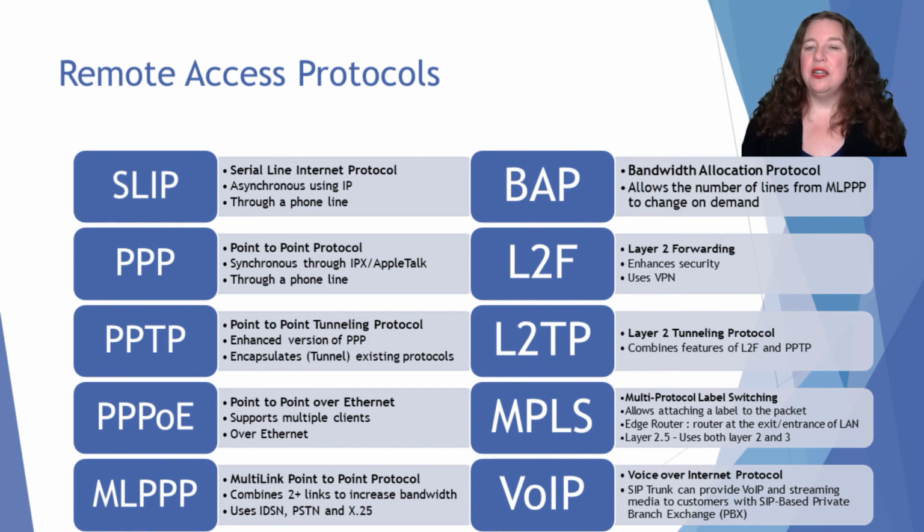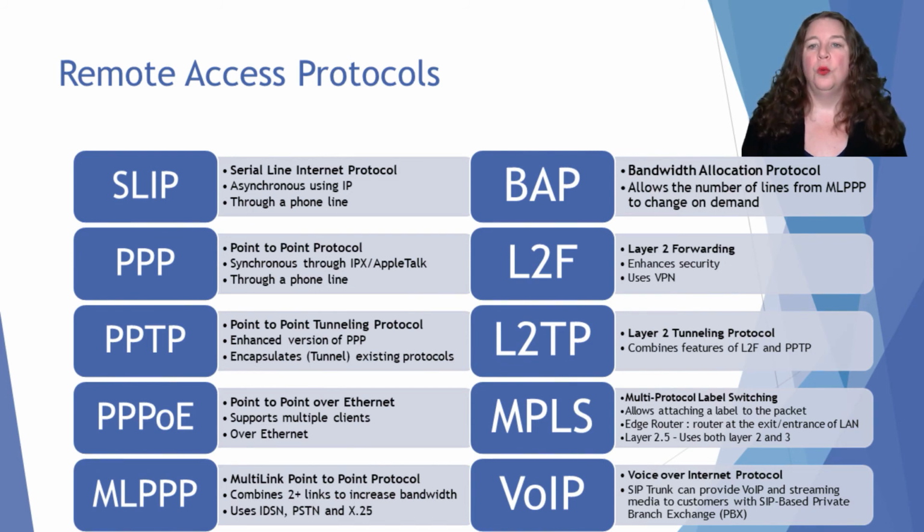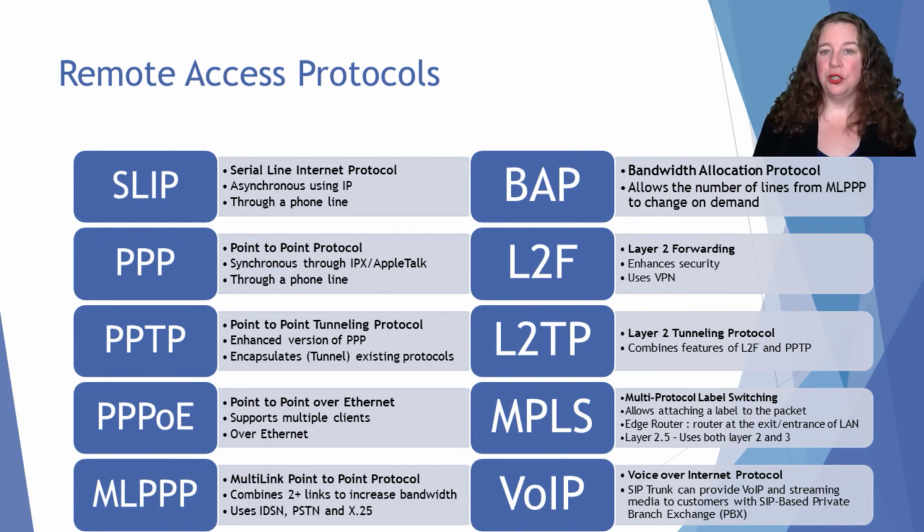L2 forwarding got kind of replaced by L2TP, which T being tunneling, P usually means protocol. So layer 2 tunneling protocol. So first we started with layer 2 forwarding to add a little bit of extra security. And then in layer 2 tunneling protocol, we actually combined our PPTP, remember our tunneling protocol from the other side, our point-to-point tunneling protocol. We combined our point-to-point tunneling protocol with our layer 2 forwarding. So we got the security from layer 2 forwarding with our tunneling protocol from point-to-point. And we created layer 2 tunneling protocol.